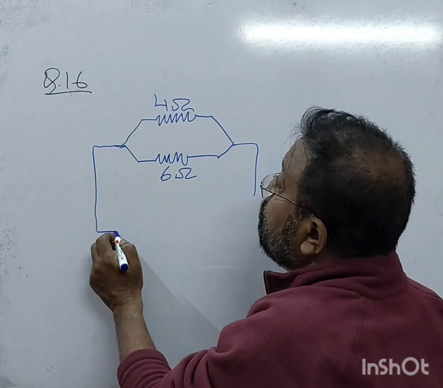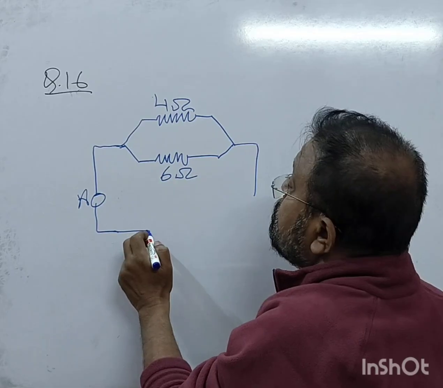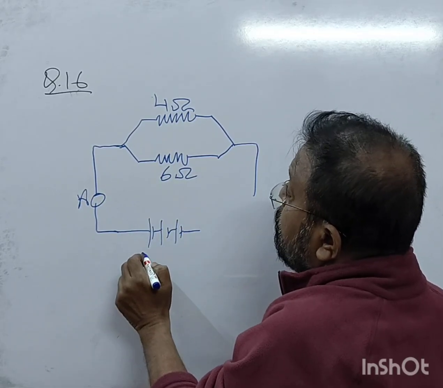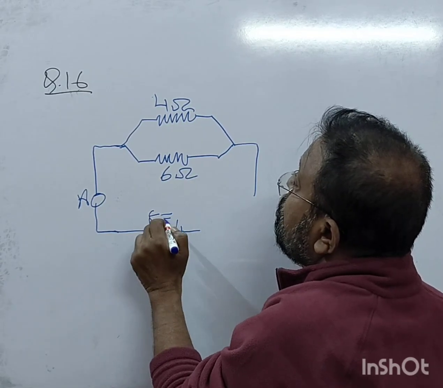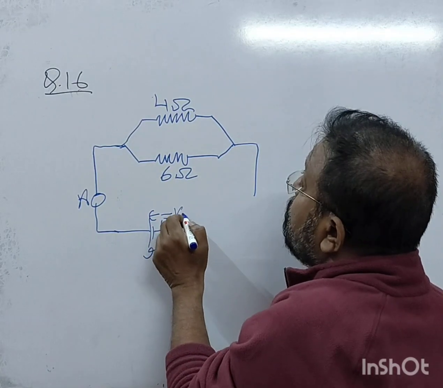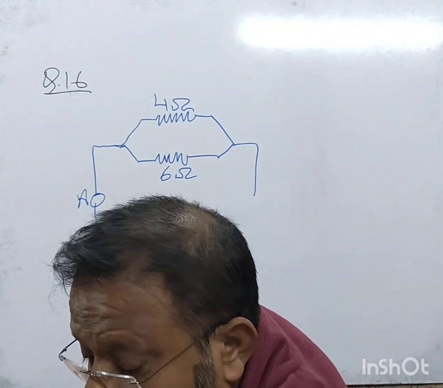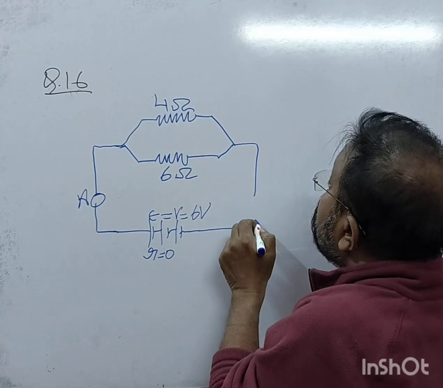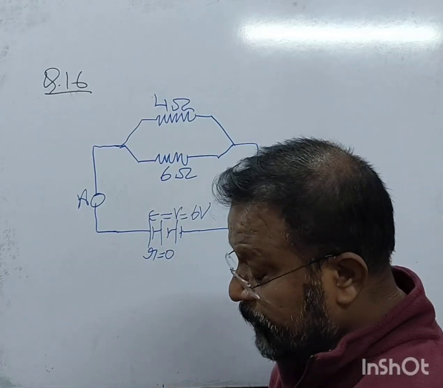Internal resistance is negligible. So 6-volt battery, we have an ammeter here. Internal resistance is 0, so epsilon is equal to terminal voltage, that is 6 volt. 6-volt battery is there. Then we have a key like this. Now what happens?